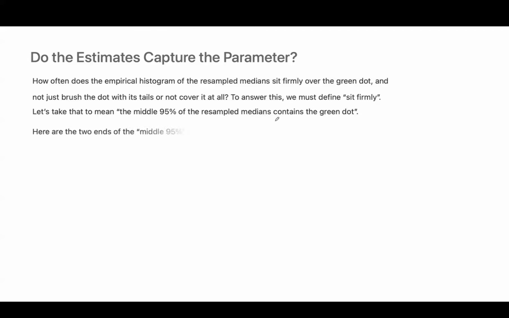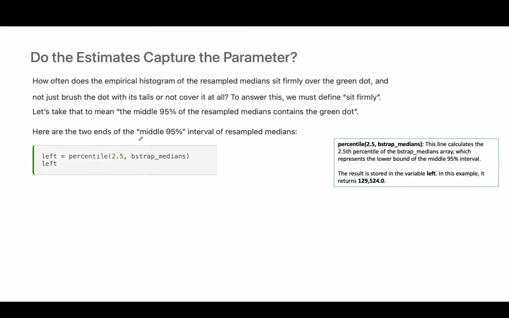So now we are switching to the topic of confidence interval. Here are the two ends of the middle 95% interval of resampled medians. Let us set the left endpoint and set the right endpoint. The percentile function passes in 2.5, and it calculates the 2.5th percentile of the bootstrap medians array, which is representing the lower bound on the left tail. So basically you have $129,524.